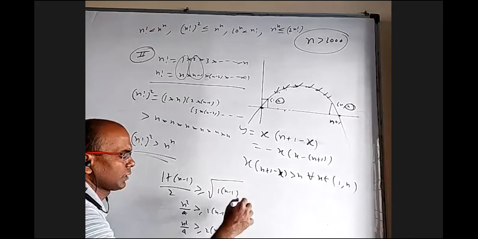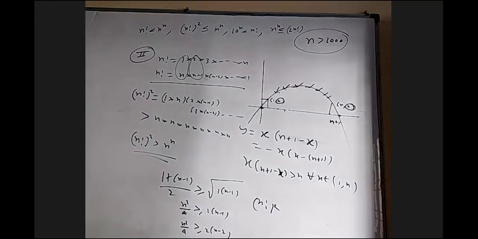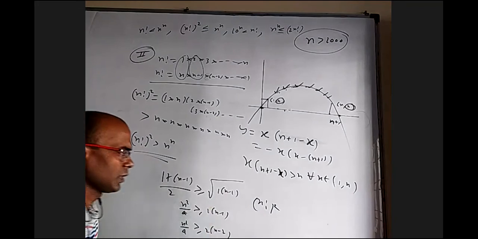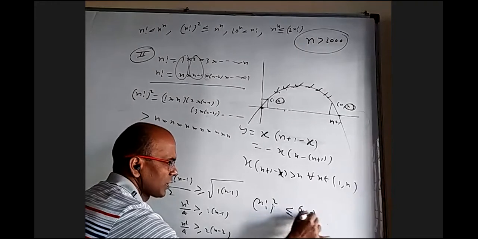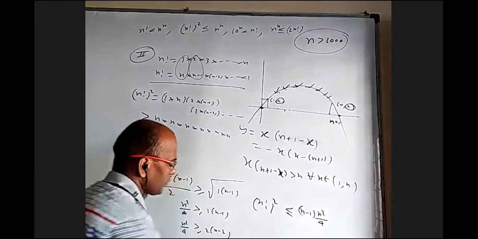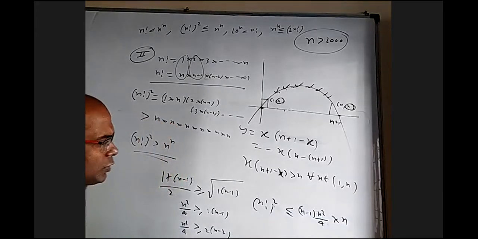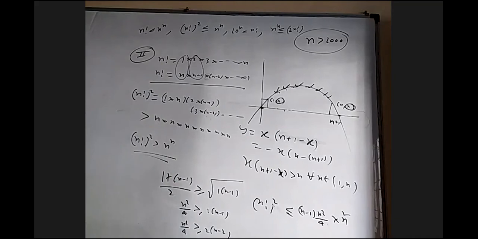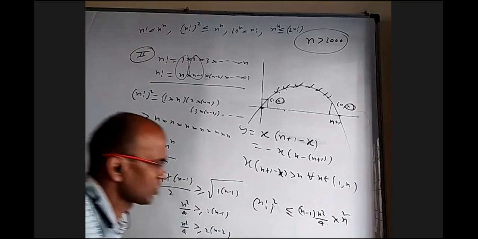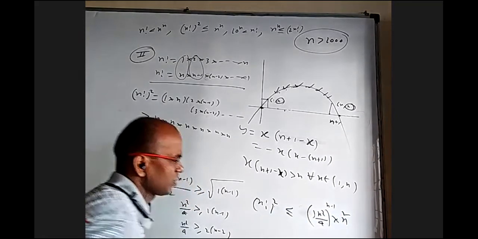So I will get the total n factorial whole square. If I take all these things, it will be less than or equal to n minus 1 times n square by 4. I'm multiplying all these things. So this is n square by 4 whole power n minus 1.